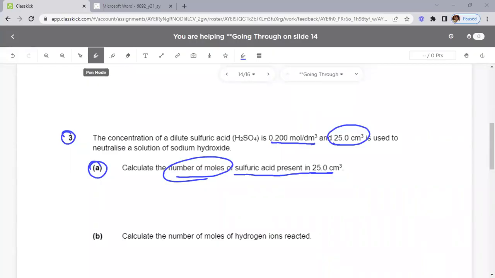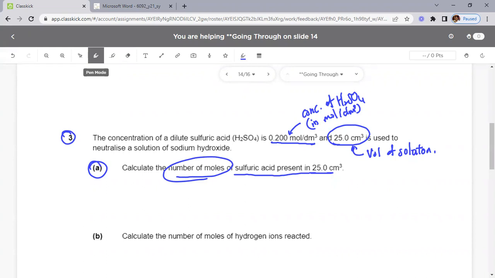What is given here? Let's annotate again, I'll underline for you. This is the concentration of H2SO4, and the units given are mole per dm cube. This 25.0 cm cube is actually the volume of the solution. Then they ask you to calculate the number of moles of sulfuric acid present.